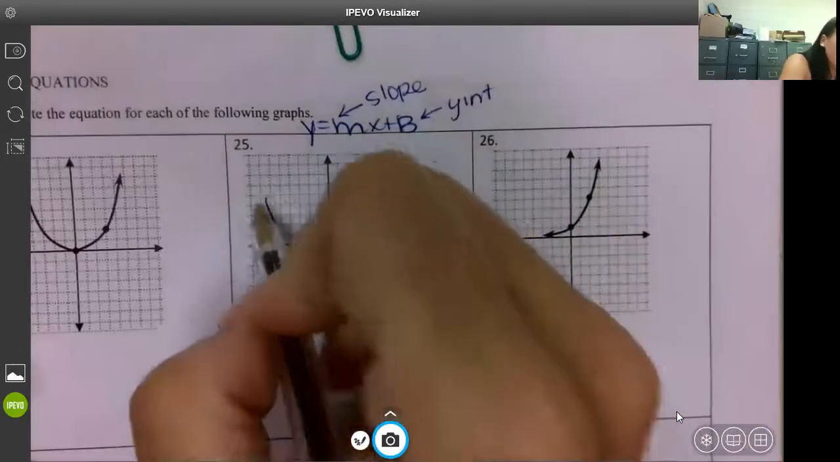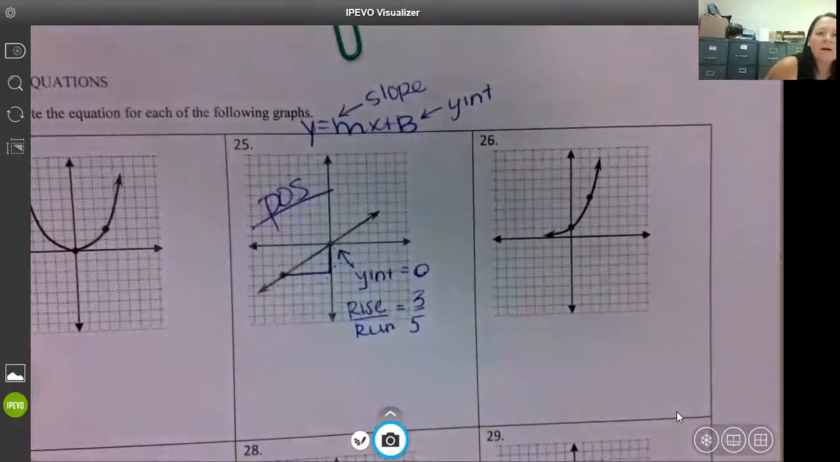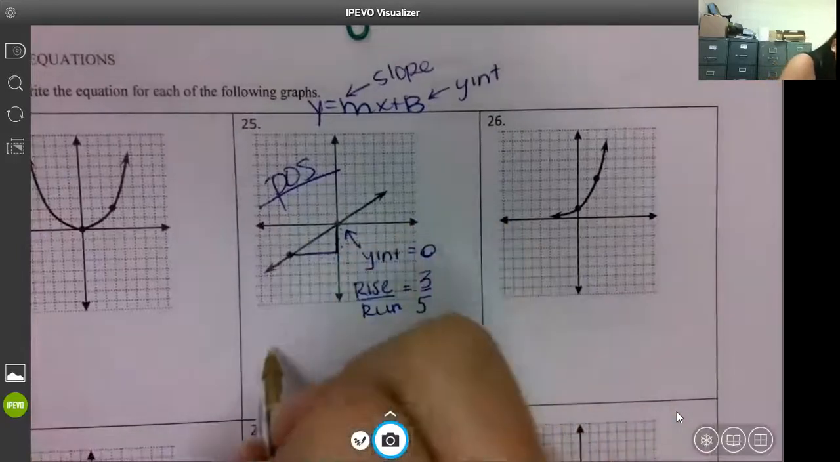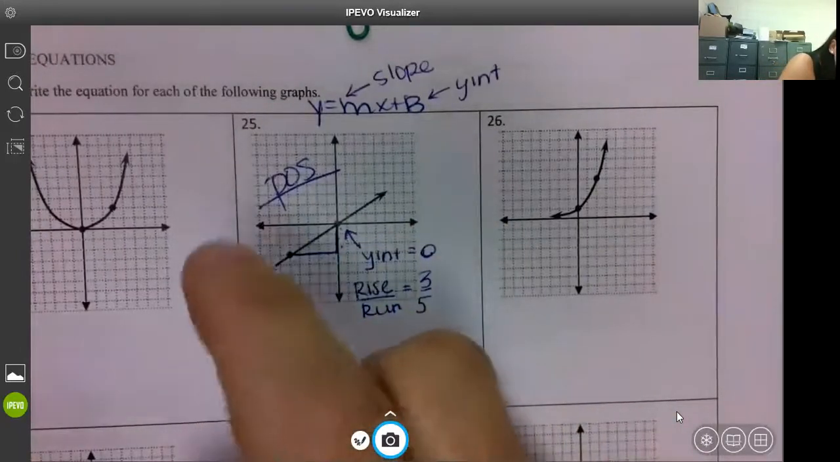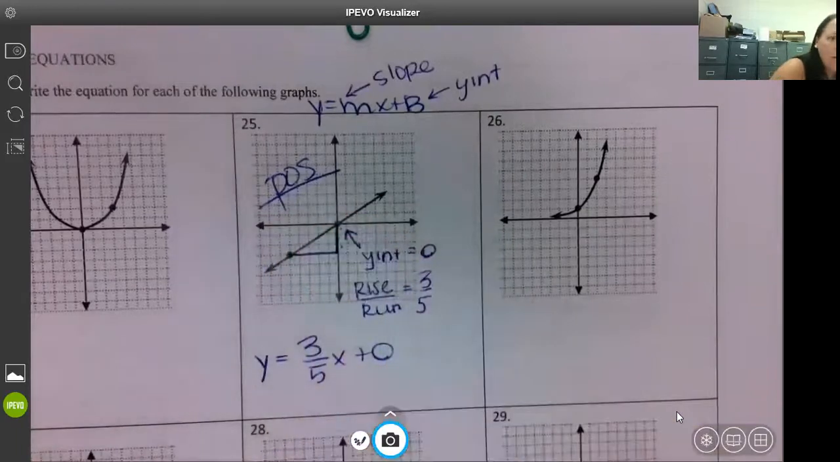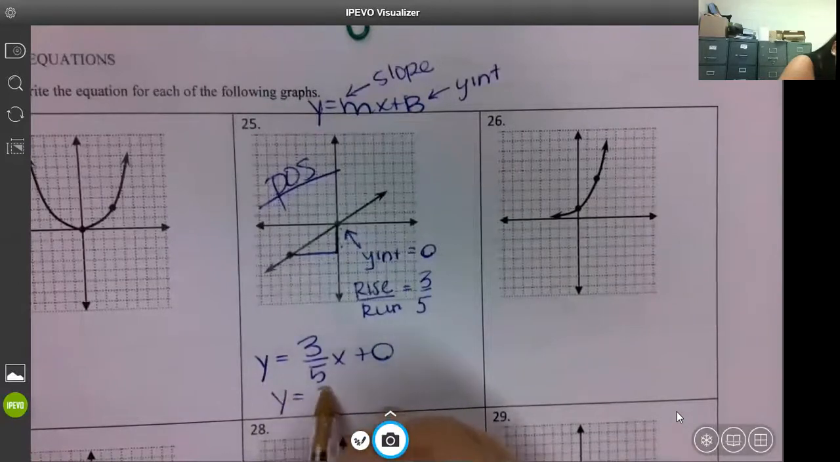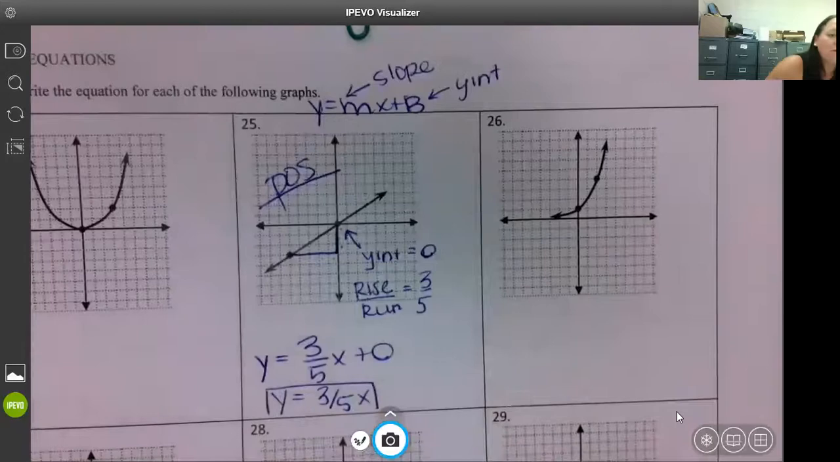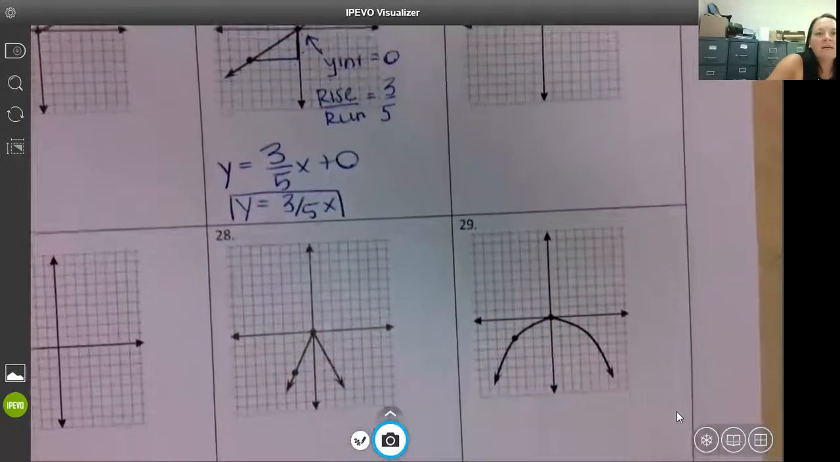And this is a positive graph, so it's going to be a positive slope. So your final equation is y equals 3/5 x plus 0. So your slope and your y-intercept, or you can just rewrite it as 3/5 x. Okay, so that's your linear. We'll do it again on this one.